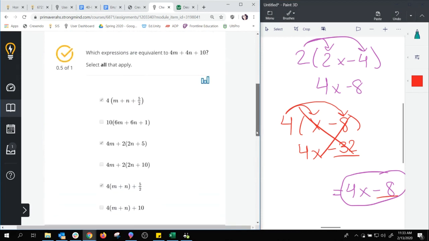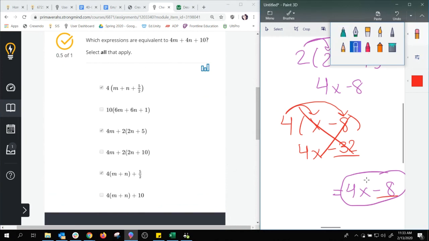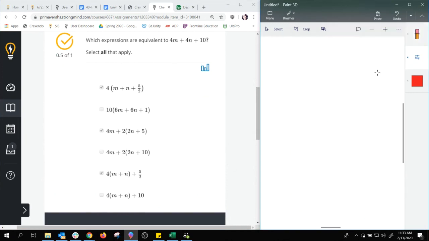Which expressions are equivalent to 4m plus 4n plus 10? Aren't these ones just your favorite? Okay, so on this one, again, we're just going to have to distribute everything and see which ones work and which ones don't work. So let's start with the first one, going from the top.